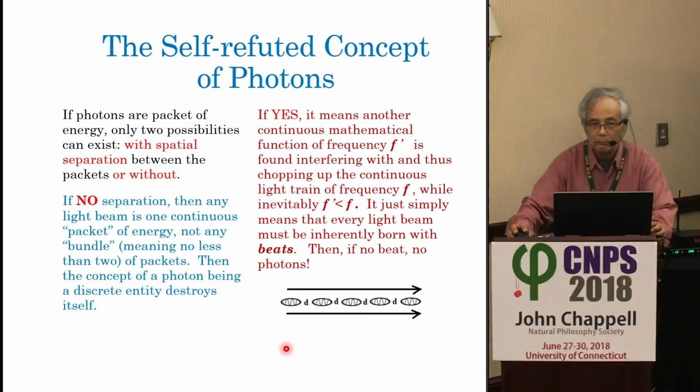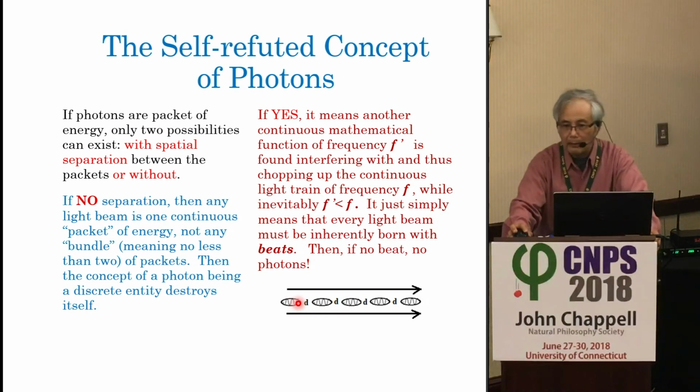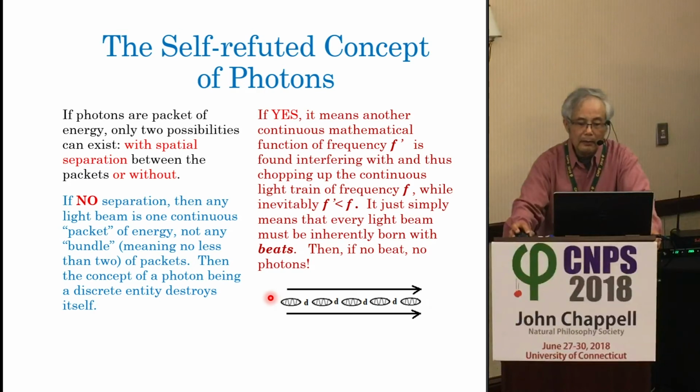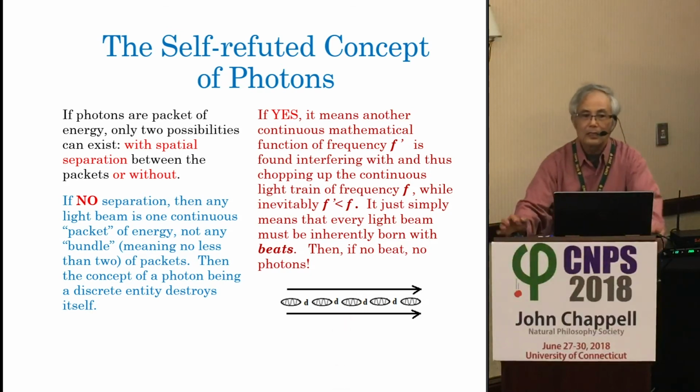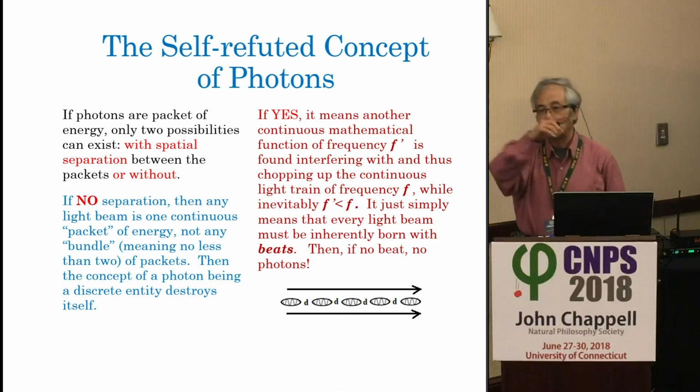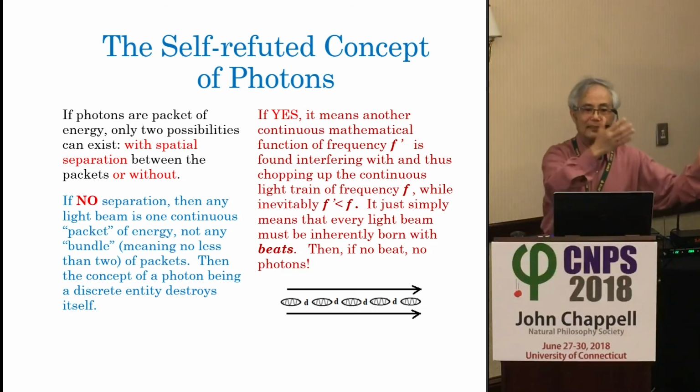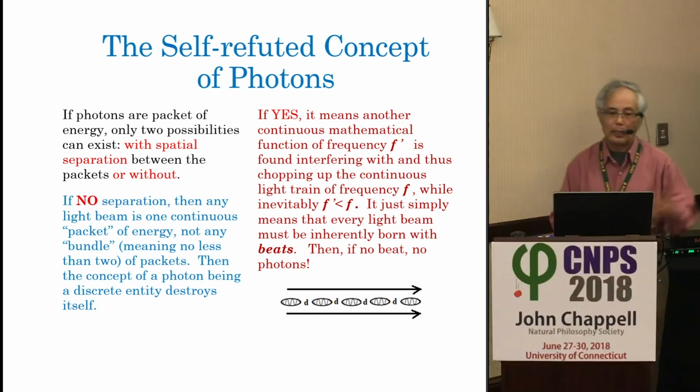Now we are going to go to the concept of why the photon is self-refuted. The mainstream believes that the photon is the energy packet of light. Because it is a packet, it means that there must be spatial separation between packets. If there's no spatial separation between packets, it means that the whole light beam is one. There's no photon. So it rejects the photon concept right there.